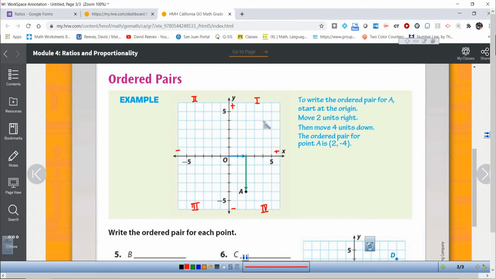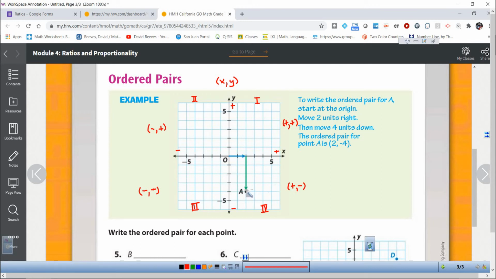All right? So everything in quadrant 1 is positive, positive. Everything in quadrant 2 is negative, positive. By the way, I failed to mention we always put the x before the y. All right, so it's over and up or over and down, depending on which way you're going. Everything in quadrant 3 is negative, negative. And everything in quadrant 4 is positive, negative. Again, the x coordinate comes first, and the y coordinate comes second.